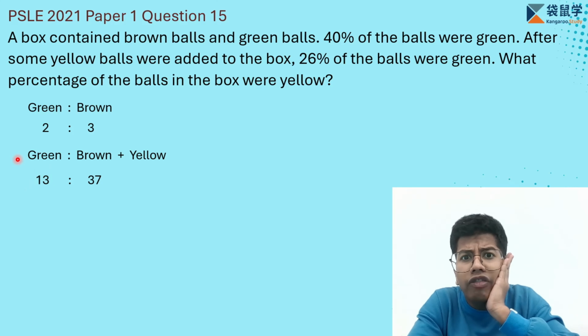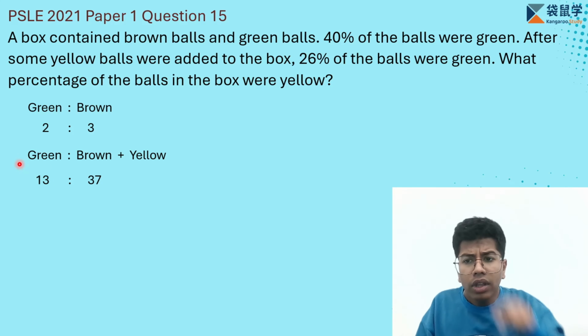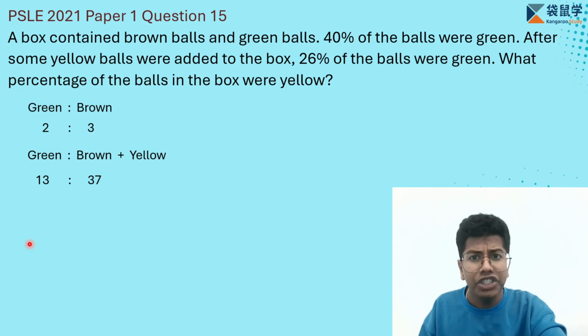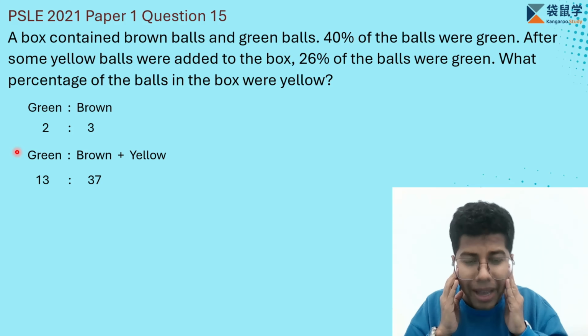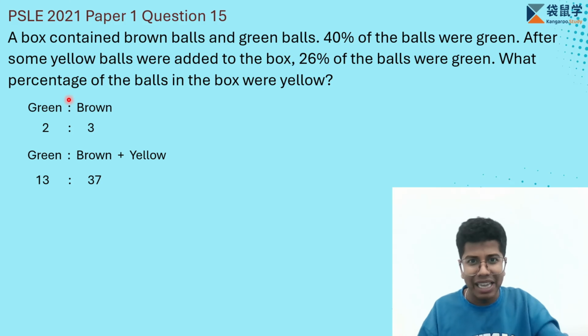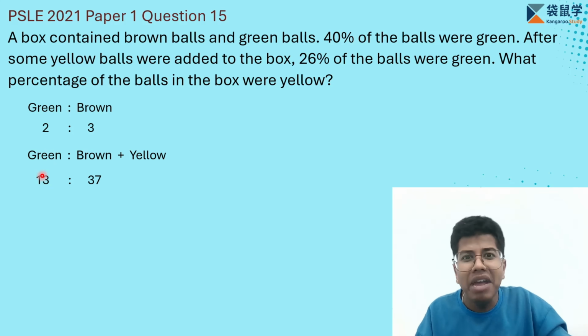Did the number of green balls change? Of course not, but how does the value in terms of units change? The value of units should be the same, but it's not. But can we make it the same? We can observe it's 2 units here and 13 units here. How can we make it the same?